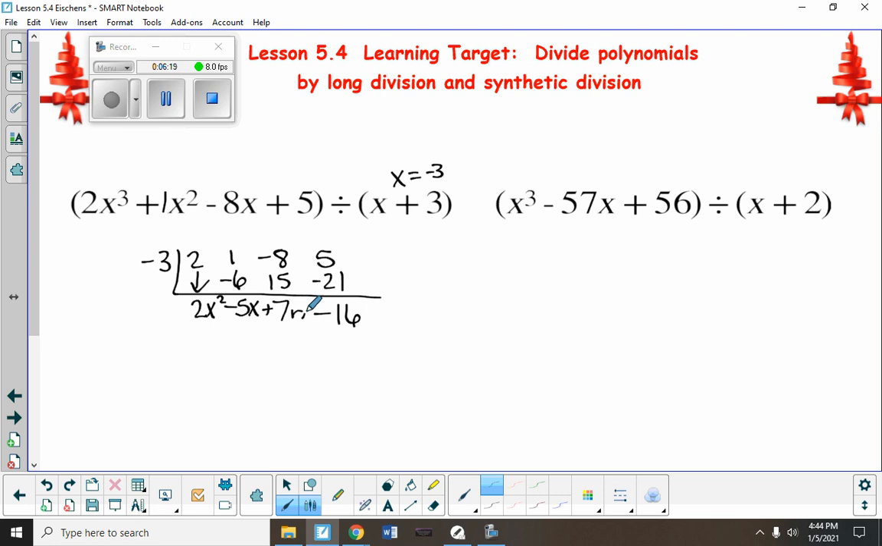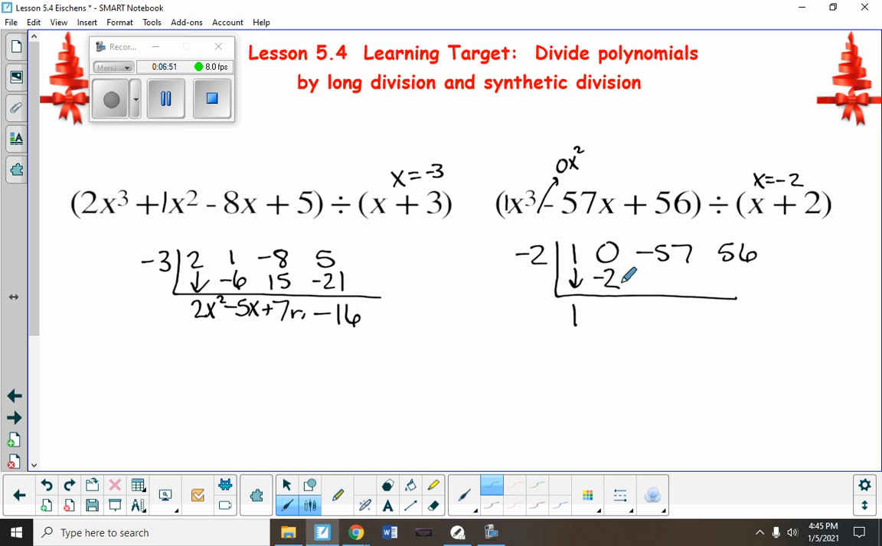All right, let's do it again. So, first of all, you have x plus 2, so x equals a negative 2, so that's what goes out front. This is a 1. We don't have a squared term. Watch that. So we're going to have to put in a 0, and then negative 57 and 56. So we wrote all the coefficients. So x cubed, x squared, x. Yep, we're good. So bring down the 1.